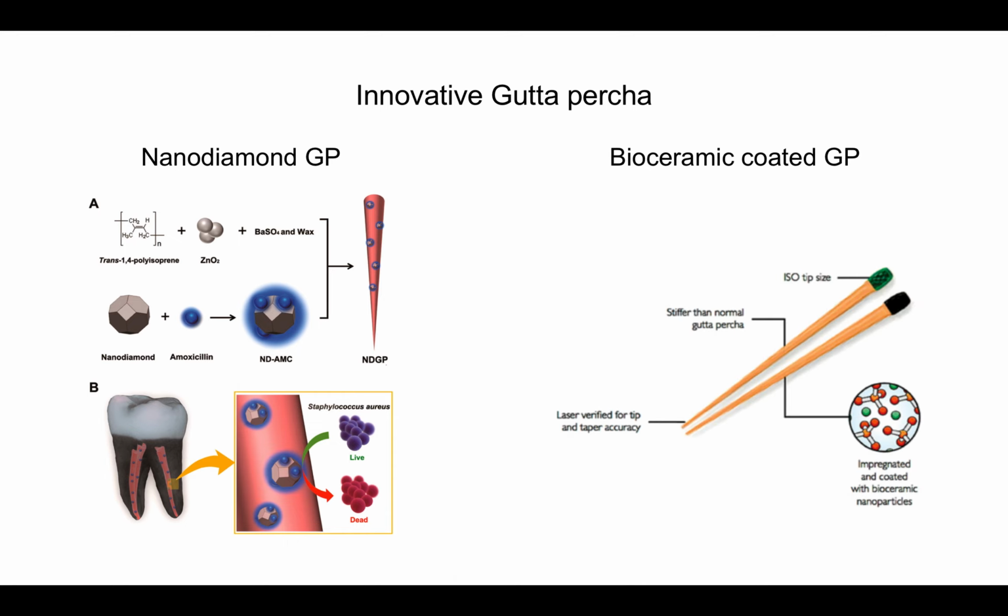And the second one is the bioceramic coated GP. Coating the gutta percha cone with bioceramic is going to enhance the adhesion between the sealer and the bioceramic coated gutta percha, especially when a bioceramic sealer is used.